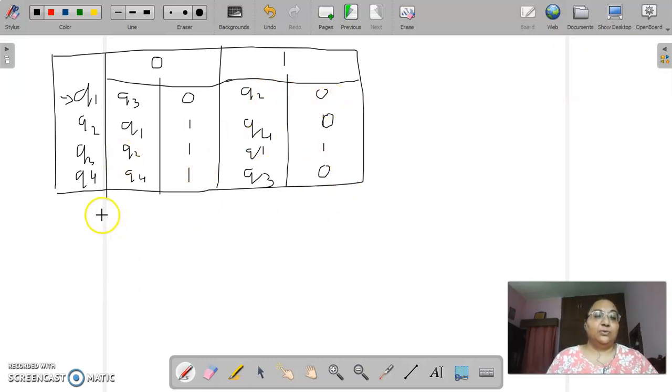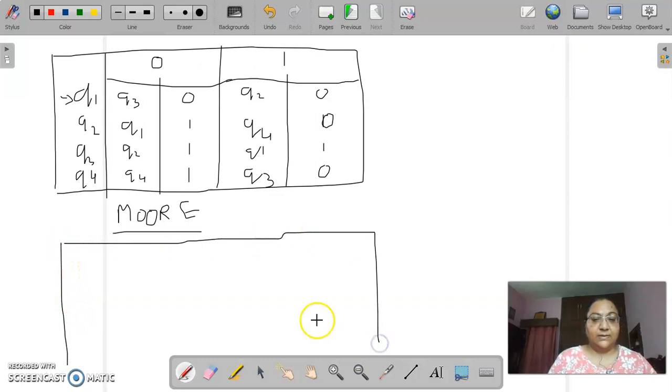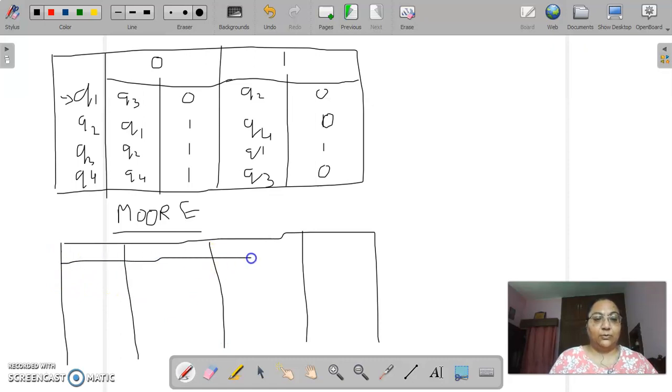Now, what we have to do is construct the corresponding Moore machine. So as we know, in a Moore machine, the output is associated with the state. So what we will do is make the table with 4 columns: 1 for the output, 1 for the states and 2 for the state transitions. So we have here 4 columns. We have the states here.